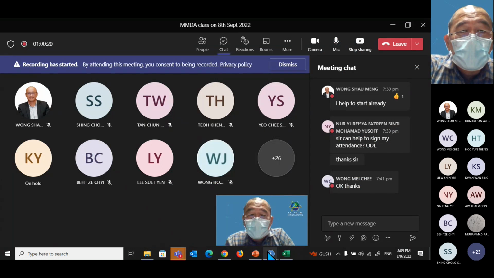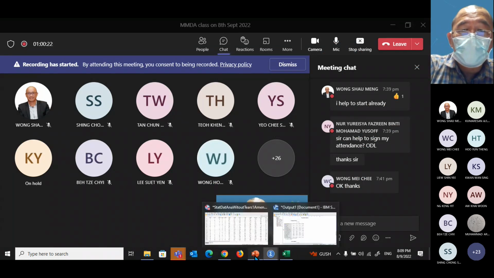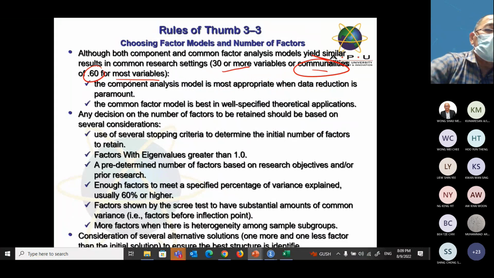Now we see the slide. We are here. So this is PCA. PCA is the most appropriate when data reduction is paramount. But again, the difference is not too much actually. But the common factor model is best in your specified theoretical application. Theory supports it, therefore use factor analysis.